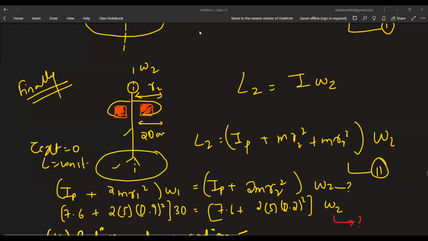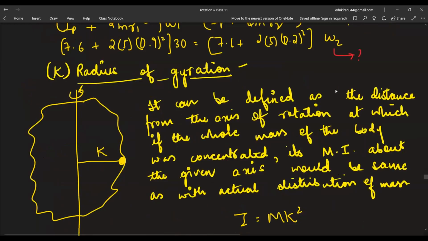Okay, Shaima has answered 58.875 RPM. Others also, please confirm this. I'm starting with radius of gyration now. So, what is radius of gyration? Basically, this is also a distance which we take from this axis where this rotation occurs. So, from this axis of rotation, suppose this is the point where the whole mass of the body is concentrated. So, the separation of this point from the axis of rotation, which is called the radius of gyration.